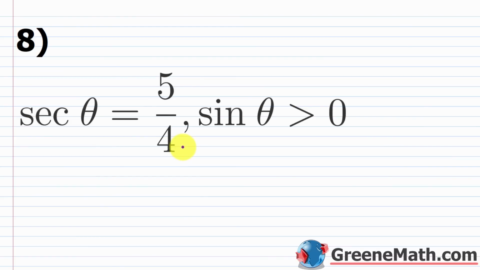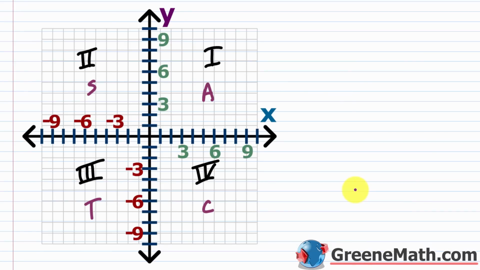All right, let's take a look at problem number 8. So we have the secant of theta is equal to 5/4, and the sine of theta is greater than 0. So when we think about the secant of theta, again, that is the reciprocal of the cosine of theta. So that's going to be positive in quadrants 1 and 4.